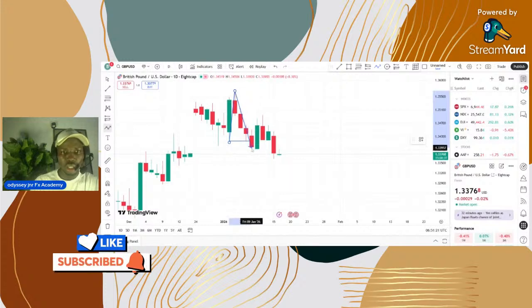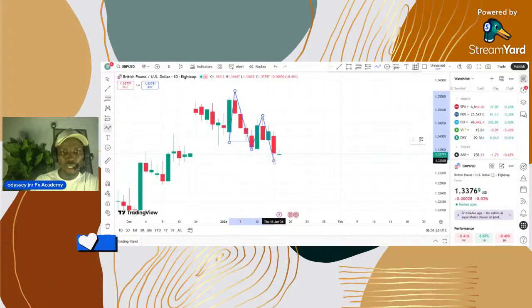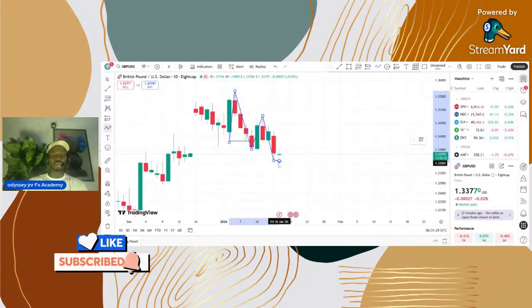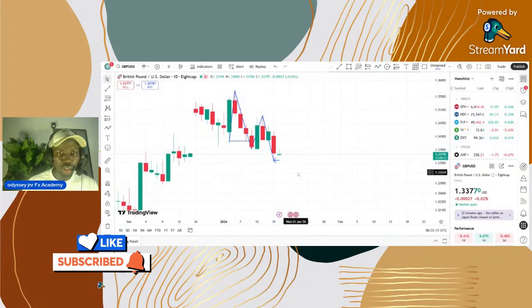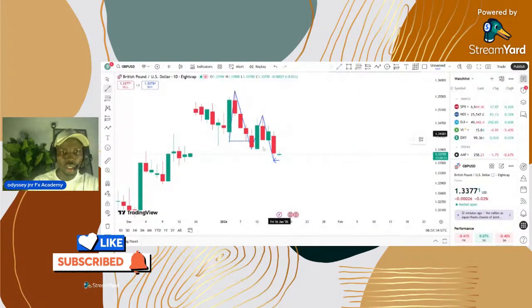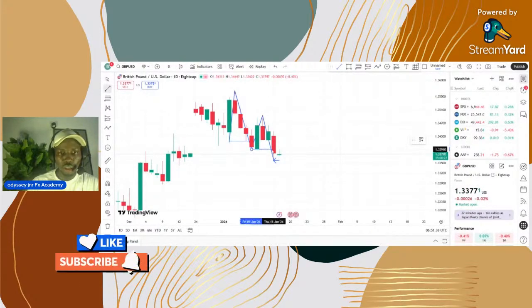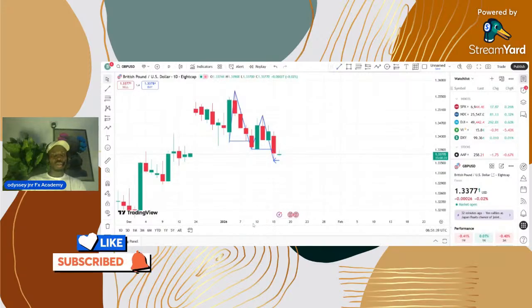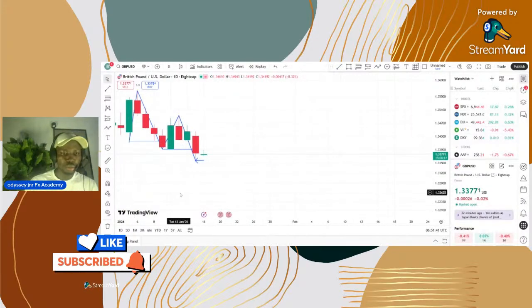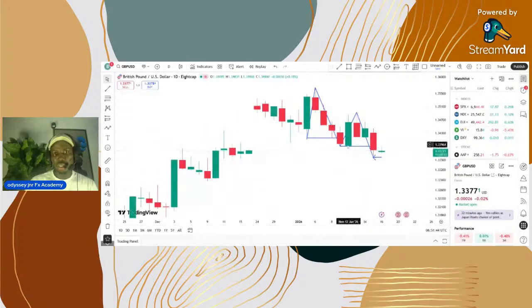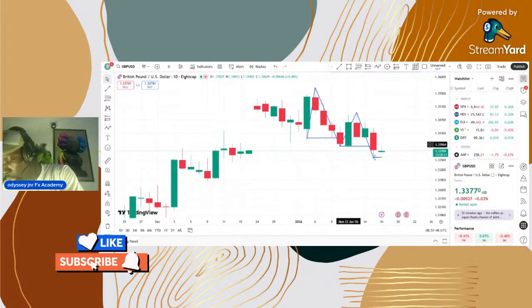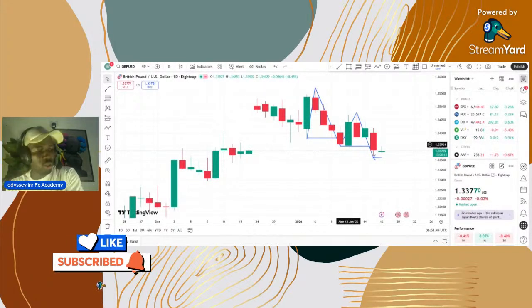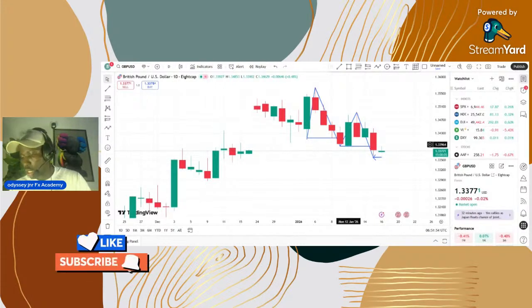It came here, then came here, and it's coming here now. So it's a clear movement telling you that we are bearish. We are bearish here, this break to the downside. So we are bearish. The market is forming. You can see that we are bearish in this market.